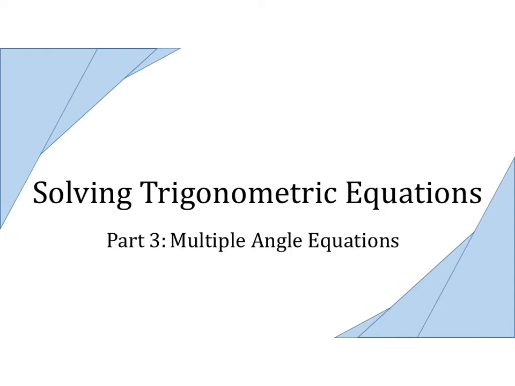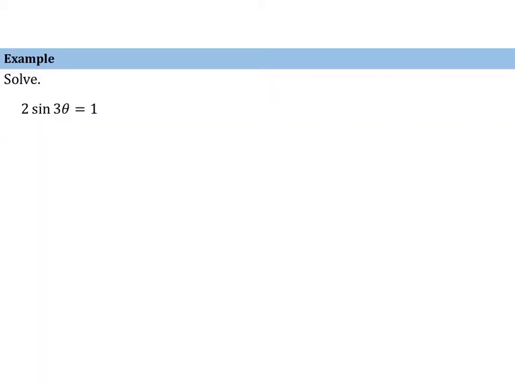Let's turn our attention to trigonometric equations where the argument, that thing that we are taking the sine of or the cosine of or the tangent of, what happens when that argument is not just theta, but some multiple of theta, like 5 theta or 3 theta. So let's look at this example where we have an equation 2 sine of 3 theta equals 1.